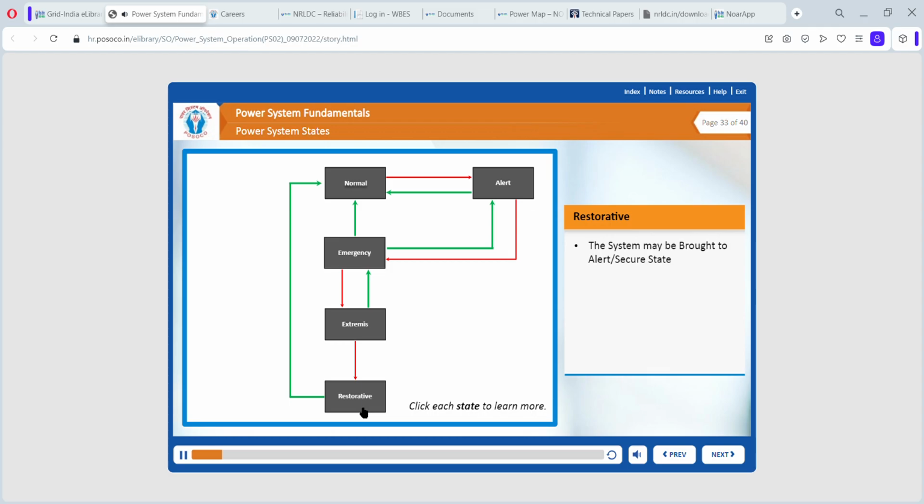From this state, the system may be brought back either to alert state or secure state. Hence, in certain cases, first the system is brought back to alert state and then to the secure state.